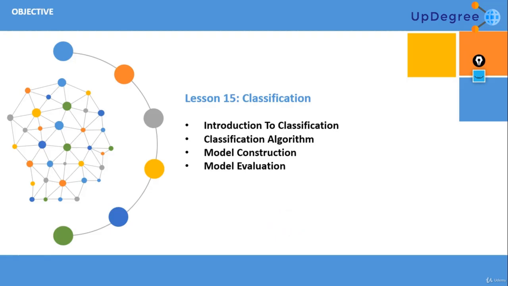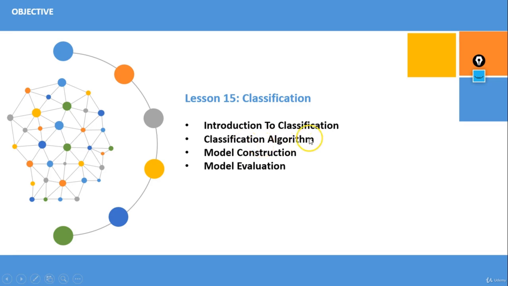Welcome to lesson 15, classification. In the last lesson we learned about regression, which was a specific kind of problem, and now we are going to learn about classification. First we will learn what classification is, what the different kinds of algorithms are, how to build a model for a classification problem, and how to evaluate it. This is a high-level introduction to classification, and then we will take things one by one.